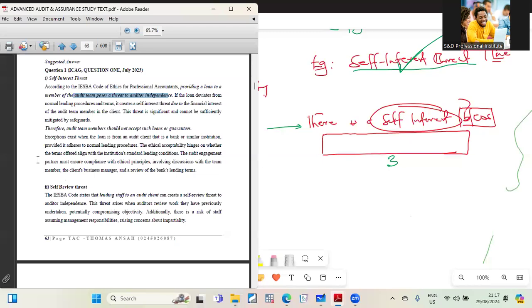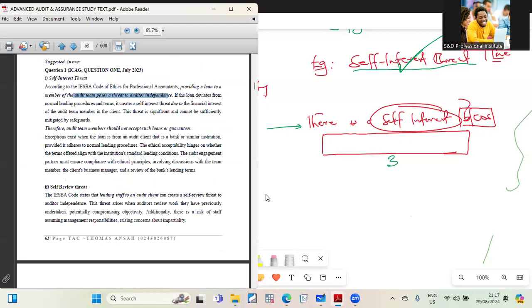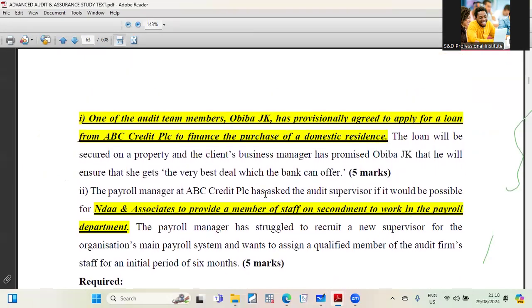Then the last part is where you talk about the safeguards, A and B, that he can do. So in this particular story, what safeguard can you give? Should he drop the loan, or should he take the loan and disclose it? What do you think?